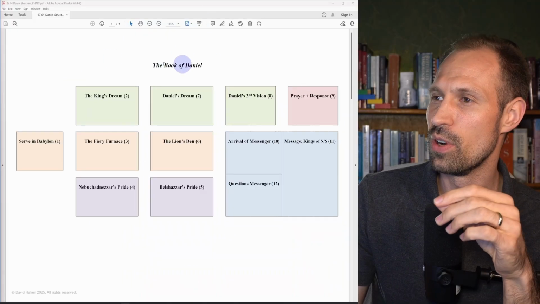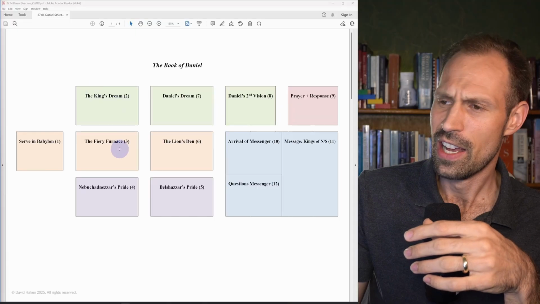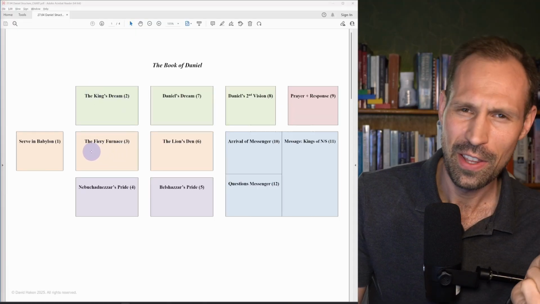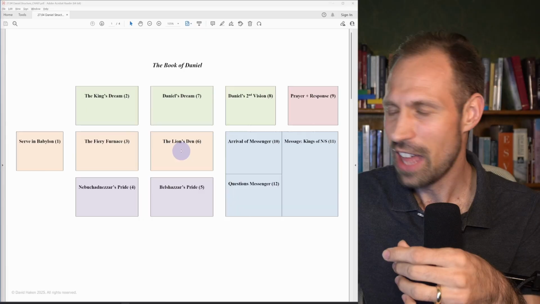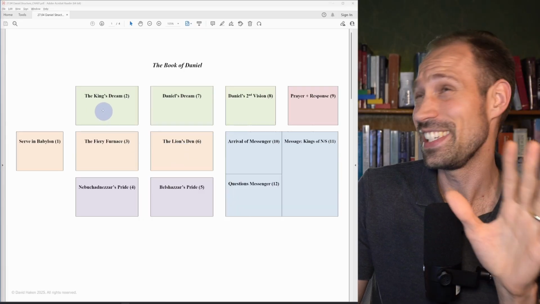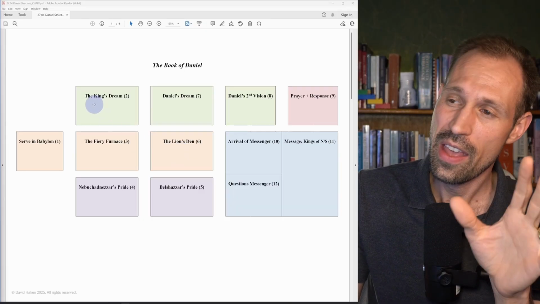This chart is about the amazing structure of the book of Daniel. Now, what part of Daniel are you most familiar with? For me, it's all the exciting stuff in the first half of the book. Shadrach, Meshach, and Abednego thrown in the fiery furnace, and Daniel into the lion's den in chapter 6, that crazy statue in chapter 2. Well, this is actually a valid literary division of the book, a division by genre.